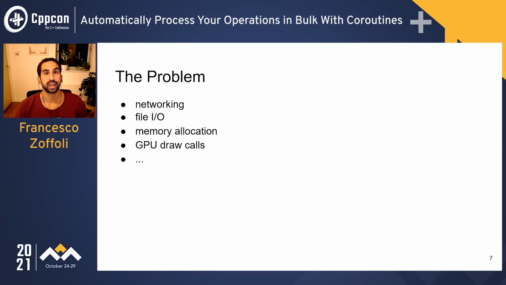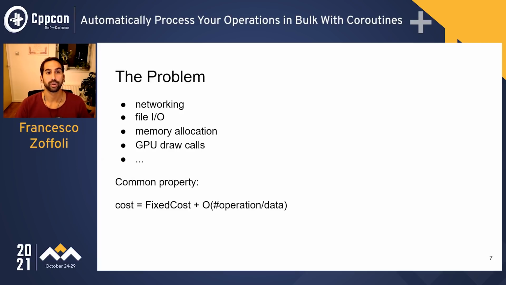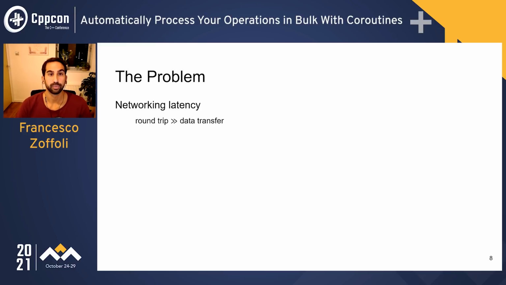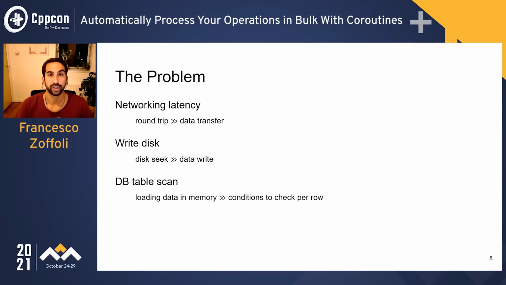Examples of bulk operations can be networking, file I/O, memory allocation, GPU draw calls. There are many different kinds, but in general, they have a common property. Their cost is a fixed cost plus a part which is proportional to the number of operations or data being processed. An example can be the network latency, where the round trip might take longer than the actual data transfer. Another example is a write to the disk, where the disk seek might take longer than actually writing the data. And similarly, for example, in a database, scanning a table and loading the data into memory might take longer than actually evaluating every condition that needs to be checked per row.